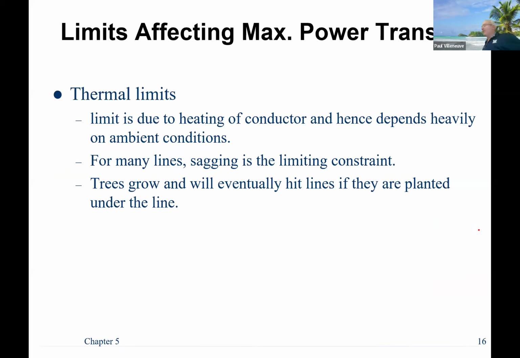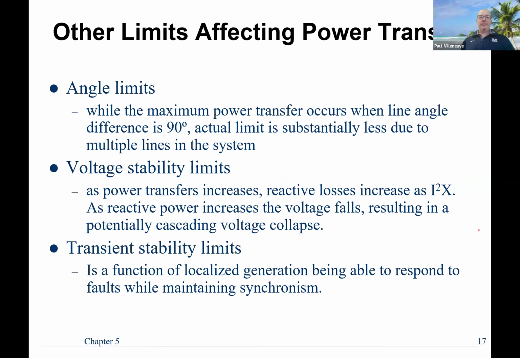We already talked about some of the max power stuff. Obviously, there's only so many things you can do for thermal. If it's too hot and it sags too much, you're out of luck. So there's really nothing you can do thermally once the line has been erected. The angular limits, we already talked about getting nowhere near 90 degrees. So 30 degrees typically, maybe 40 if you're really pushing a line. But that's the angle limit or the stability limit that you get.